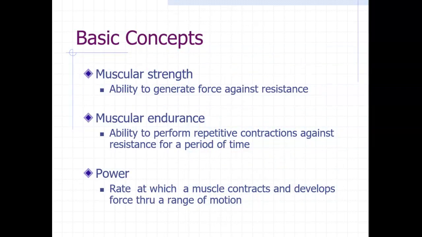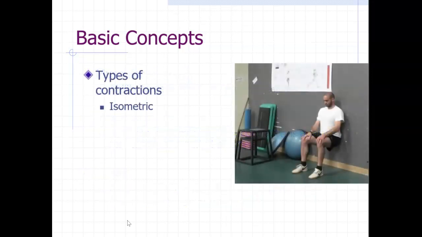Definition wise, you should have an idea of what strength is, what endurance is. I'm not going to spend too much time on that. Power is the rate at which it occurs, a speed component. So when we're working on power, we want to make sure that we're really emphasizing the speed component. Then we go into the basic types of contractions. I'm sure you've heard these before, but I'm going to go over them real quick and really apply them to our rehabilitation setting.